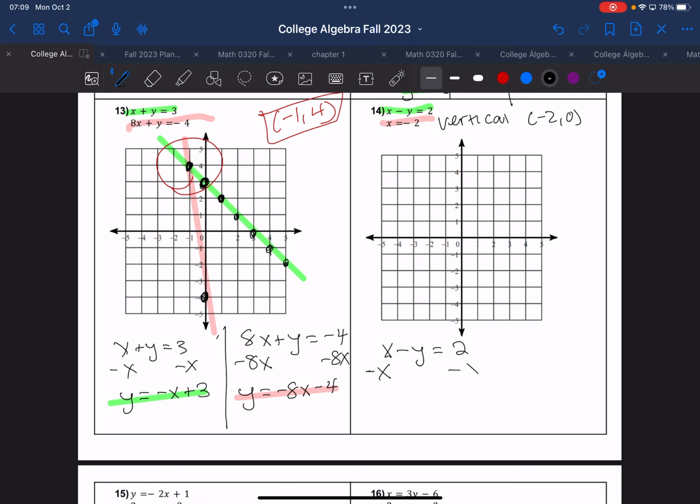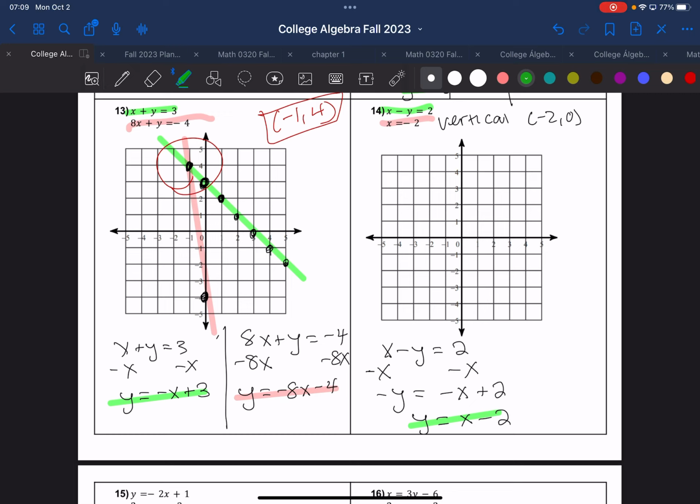Subtract x. We get negative y is equal to negative x plus 2. And then we don't want that negative in the front, so what are we going to do to all the signs? Divide by negative 1. Good, divide by negative 1, and what that does is it changes all the signs. So now I have y equals x minus 2. Notice the only thing I did differently was change the signs. And that's the same as dividing everything by negative 1.